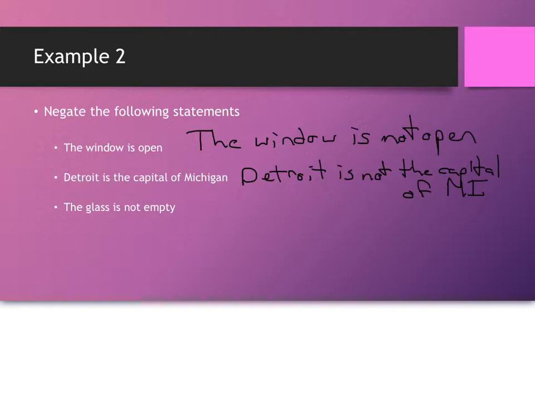Now in the previous two, in both cases, we did nots. So what if we have the glass is not empty? Well, the negation of a statement like that is saying that the glass is empty.